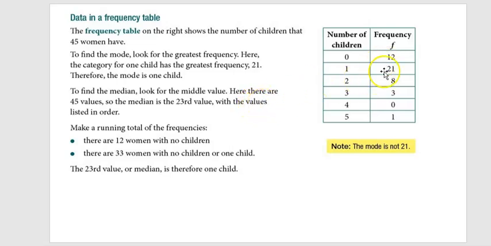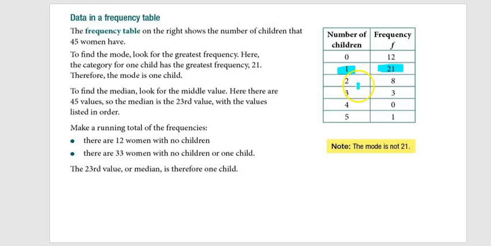The greatest frequency here is 21, followed by 12, 8, 3, 1, and then 0. So look for the greatest frequency, which is 21. Therefore, the mode is one child, because you can see very clearly here. The mode is just one child.